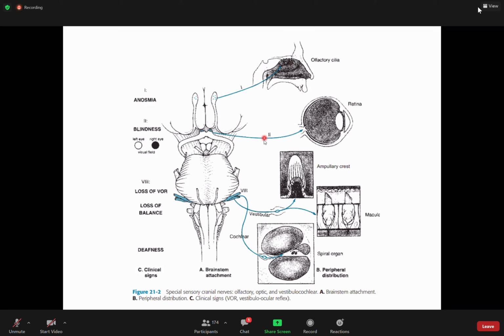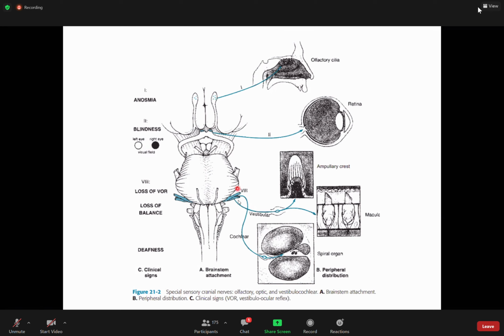Then the second cranial nerve, we know that it is the optic. It is carried by the optic nerve, and you can see these are the optic nerves coming together, forming the optic chiasma, and then the optic tracts are going behind. If you have damage to one optic nerve, for example, the right side, you would lose the right visual field. If you have damage to the left optic nerve, you would lose the left visual field.